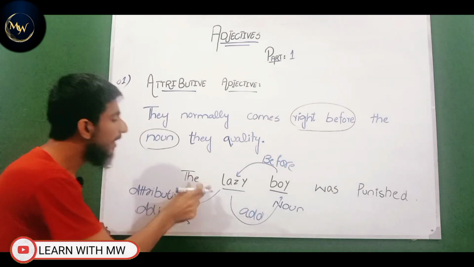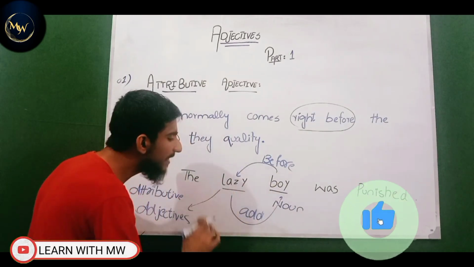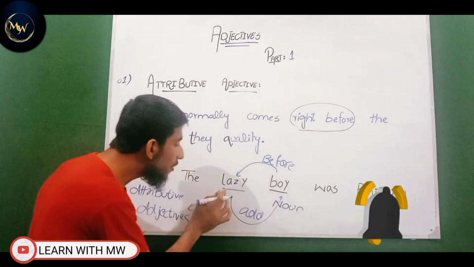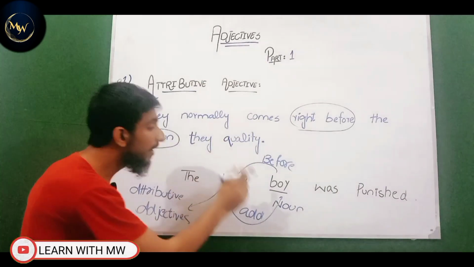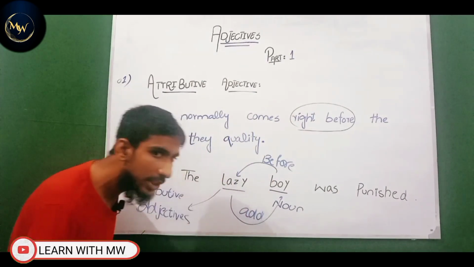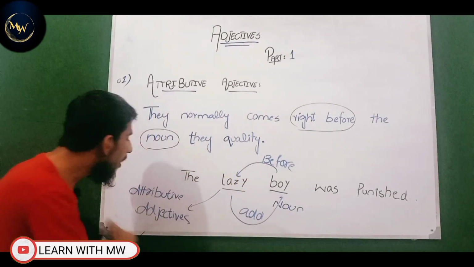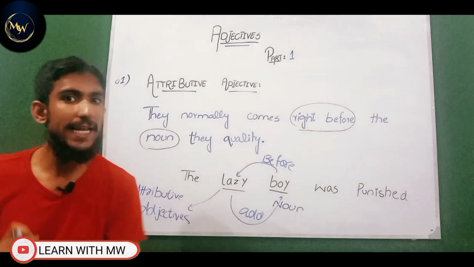Look at the example. The lazy boy was punished. So boy is a noun. Lazy basically adds meaning to the noun. That's why lazy is an adjective. But this lazy comes right before the noun. But that adjective that comes right before the noun, we call attributive adjectives in English grammar.